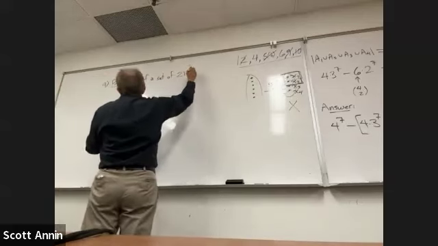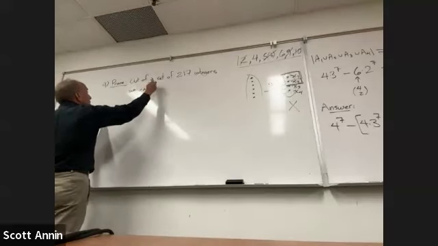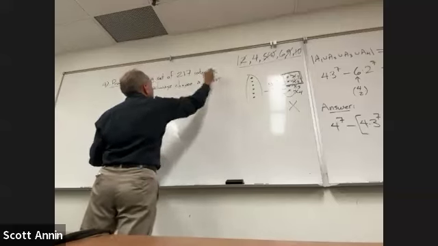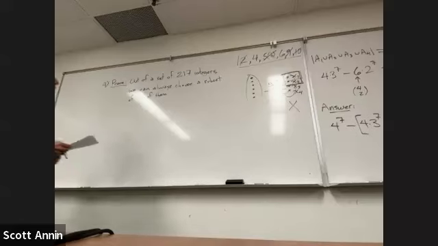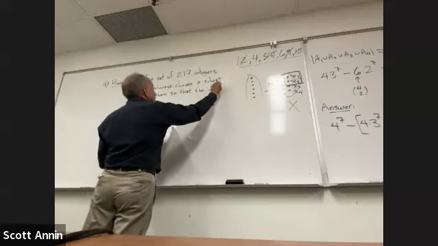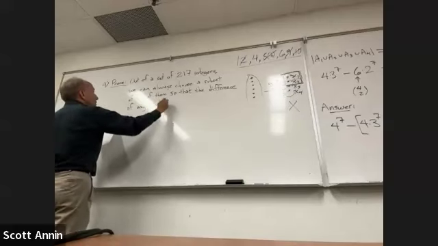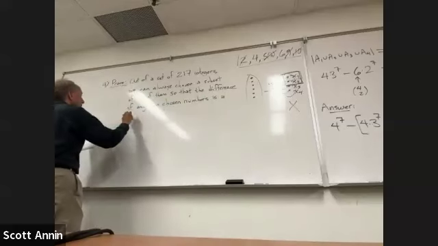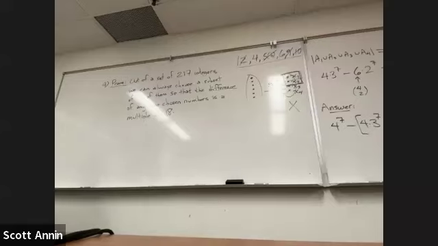Out of a set of 217 integers, we can always choose a subset of 13 of them so that the difference of any two chosen numbers is a multiple of 18. Okay.